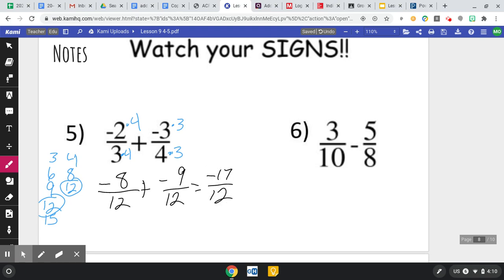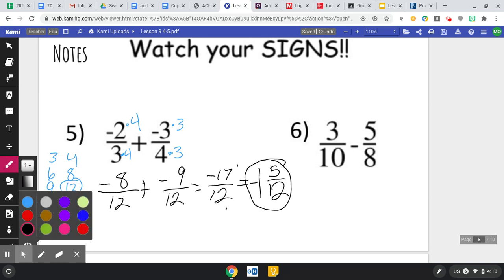Oh, wait, that's improper. We've got to fix that. All right. So 12 can go into 17 one time. So we make it a negative 1 for our whole number. Take 12 away from my 17 to get a 5 for the numerator. And I can still keep my 12 as my denominator. So a negative 1 and 5/12. Okay, if you need to catch up, go ahead and pause your video.